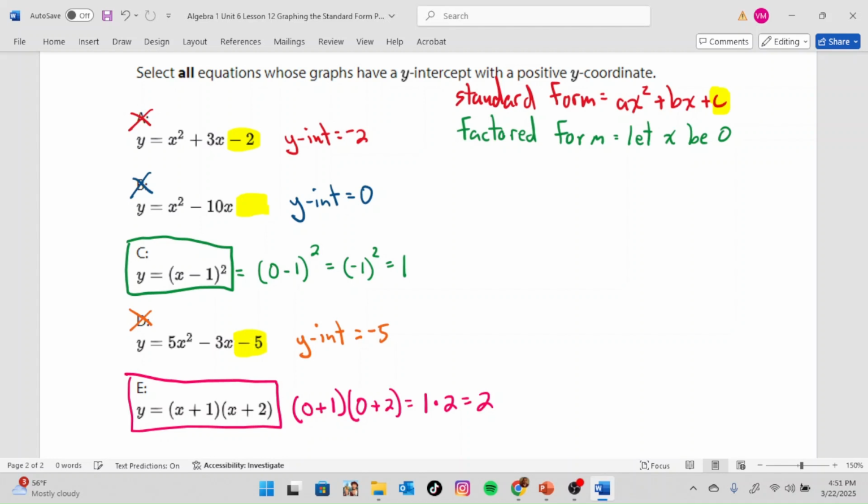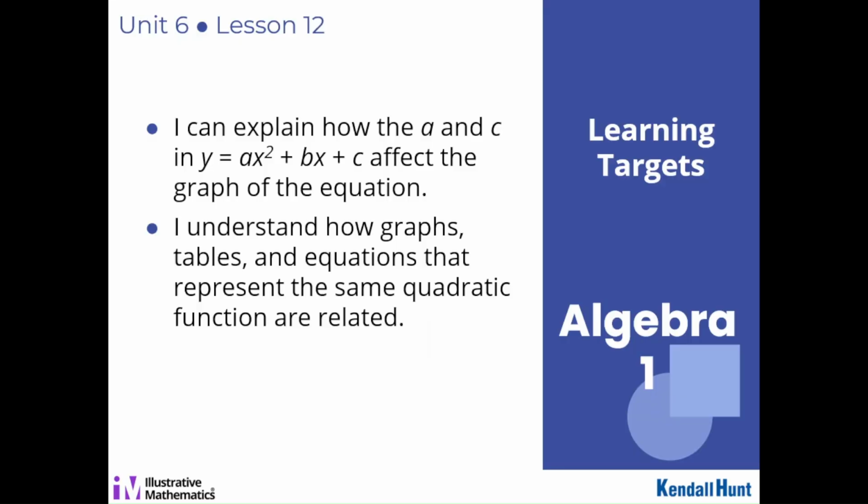Before we finish this lesson, let's go back and take a look at the learning targets and make sure that you understand everything you need moving forward to the next lesson. To finish up this lesson, let's look back at these learning targets and make sure you understand both of them. Learning target number 1 says I can explain how the a and c in y equals ax squared plus bx plus c affect the graph of the equation.